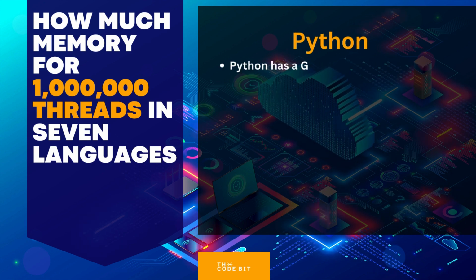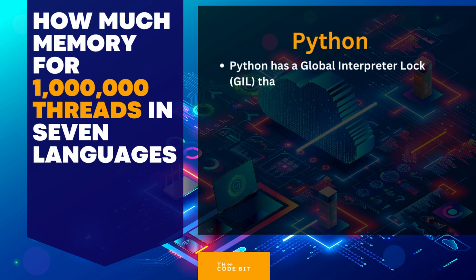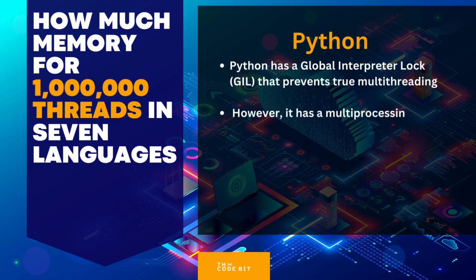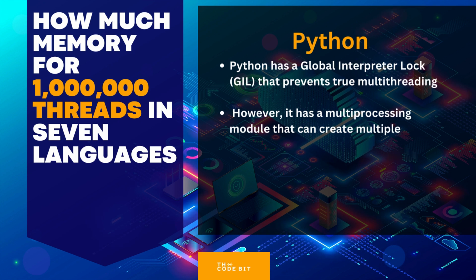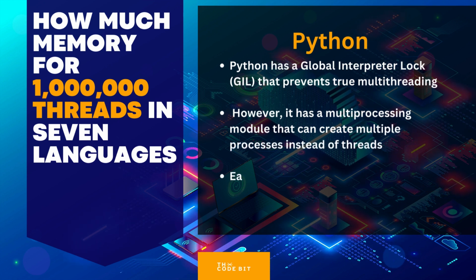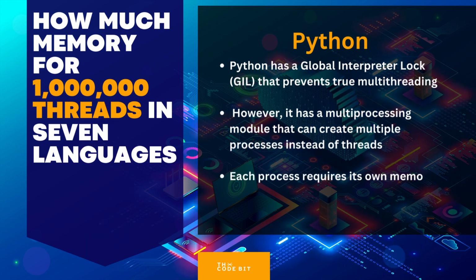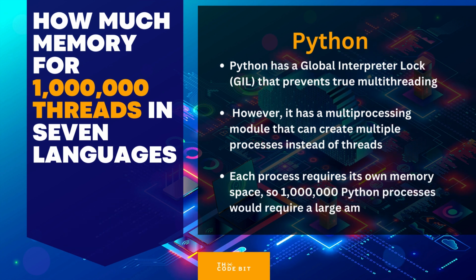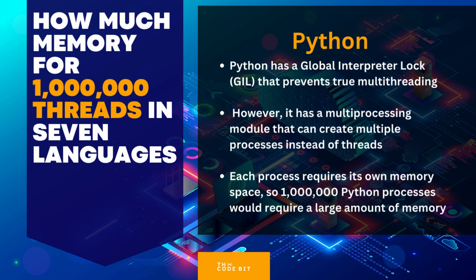Python has a global interpreter lock, GIL, that prevents true multi-threading. However, it has a multiprocessing module that can create multiple processes instead of threads. Each process requires its own memory space, so 1 million Python processes would require a large amount of memory.